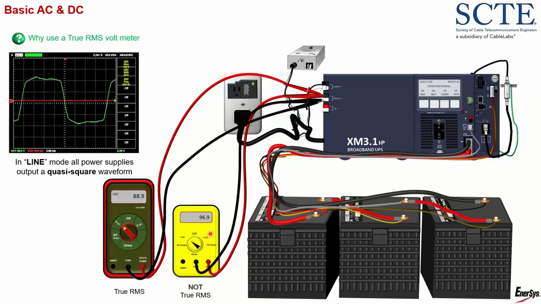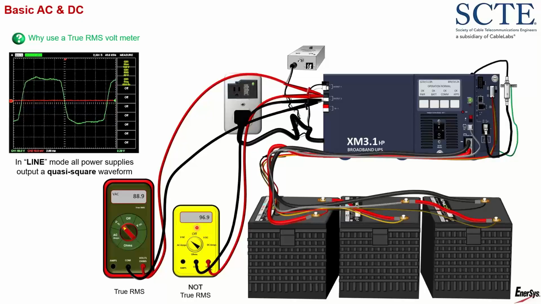So when I hook up a quasi-square wave to it, it basically gets confused and gives me an incorrect measurement. In this case, significantly higher than it actually is. So if you're out there troubleshooting a problem in your cable plant, for example, you have an amplifier that's not working, and the minimum input voltage for that amplifier is 50 volts. That's what it has to be, right?